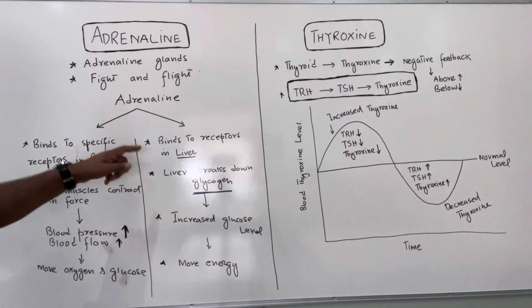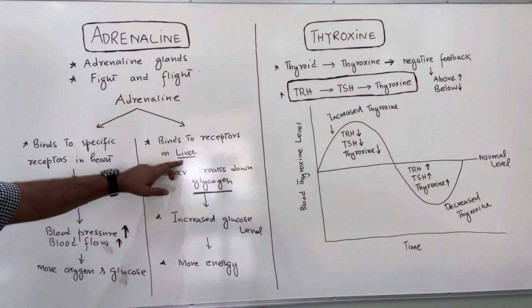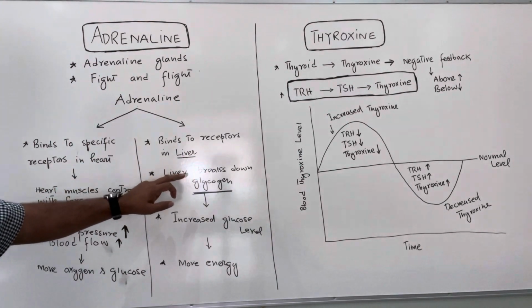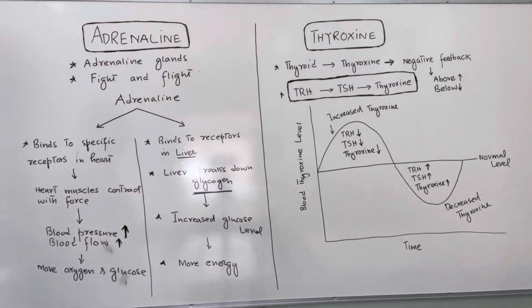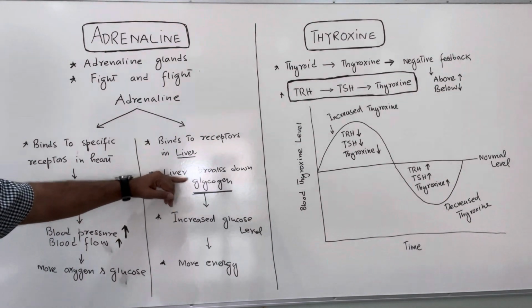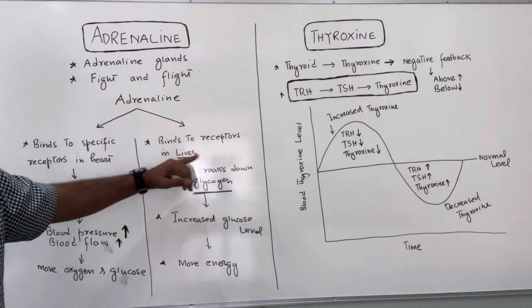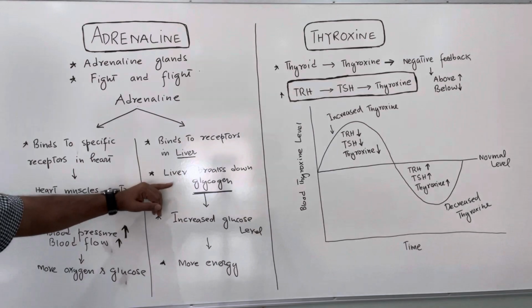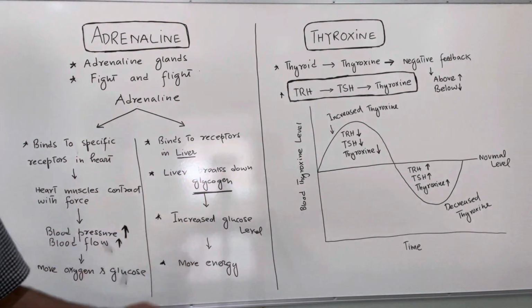On the other side, this hormone also binds itself to some receptors in our liver cells, and as a result the liver breaks down the glycogen. Glycogen is a stored form of glucose, meaning that it is a storage of glucose in animal cells. So when this hormone stimulates the receptors in the liver, the liver will break down more glycogen, converting more glycogen into glucose.